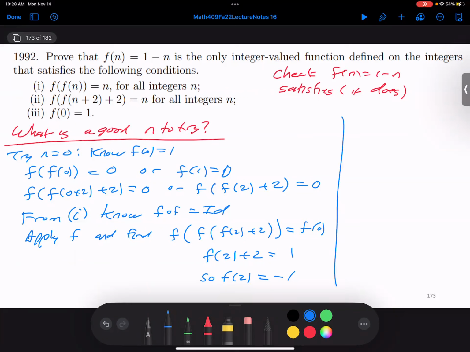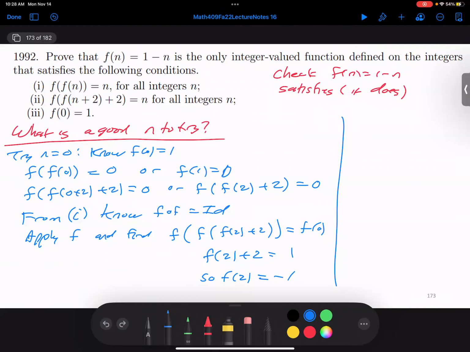f of 1 plus 2 plus 2 equals 1. Okay, so you want to try f of what? f of 1 plus 1 plus 2, then plus 2, and then plus 1. Oh, sorry, plus 2. Are you getting this from condition 2? Yes. Okay, well, if you're getting this from 2, why not just apply f to 2? Your 2 is talking about f of something.